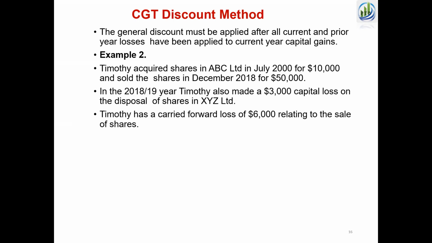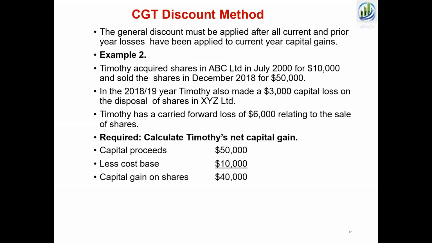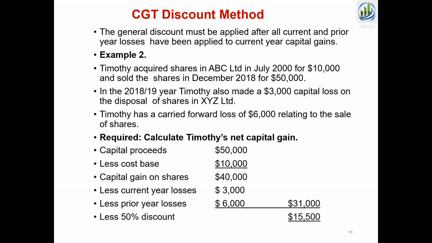So his gain from ABC Limited is 40,000, XY Limited loss 3,000, previous year loss 6,000. So his total loss is 6 plus 3, $9,000. The total gain is 40,000, right? So 40,000 minus 9,000 is 31,000. And you are going to apply the discount on 31,000, which is 15,500, right? The losses should be taken out before applying the discount.